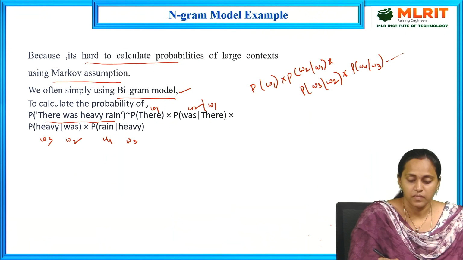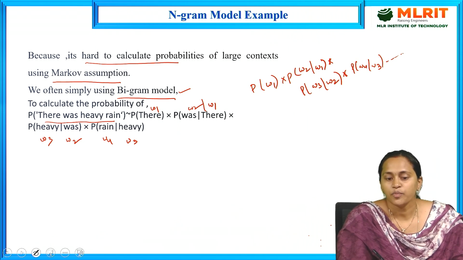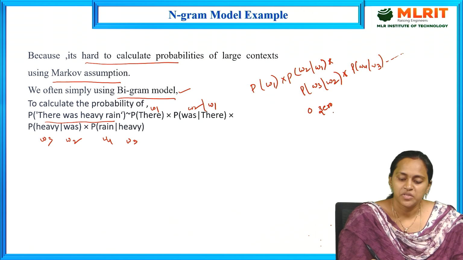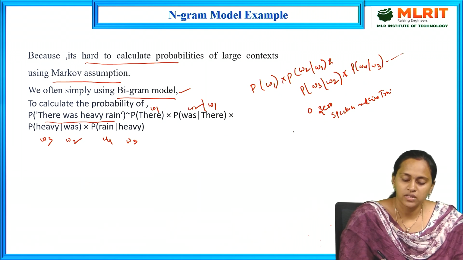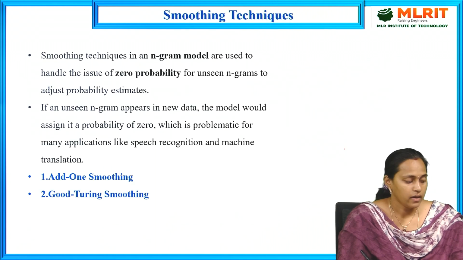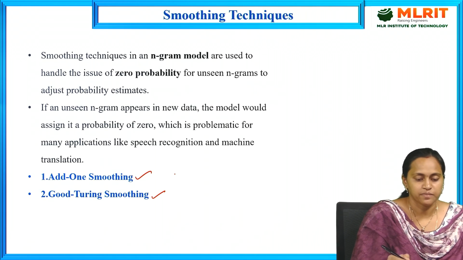In this n-gram model, sometimes the word does not appear, so automatically the data set will show 0. That means zero probability. This is not accurate for speech recognition and machine translation. To overcome this, we are using smoothing techniques: add-one smoothing and Good-Turing smoothing.